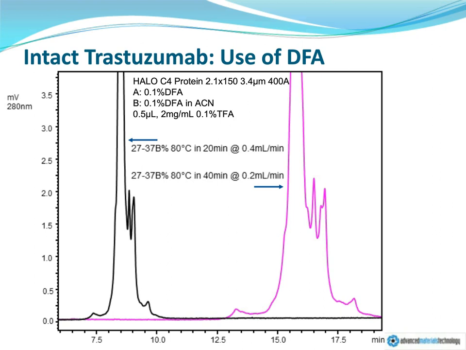So on the left-hand side, we're showing a gradient, which is operated at 0.4 mils per minute and run in 20 minutes, compared to the same gradient conditions in 40 minutes at half the flow rate. So the net effect is the gradients are comparable, but delivered at two different flow rates. And you can see that there's significant improvement in resolution on the right-hand side.